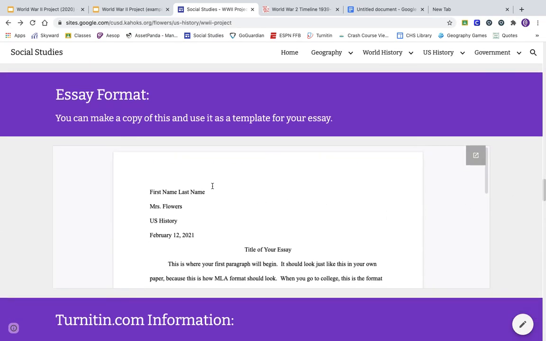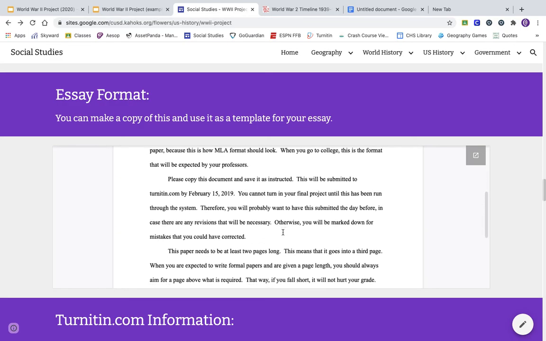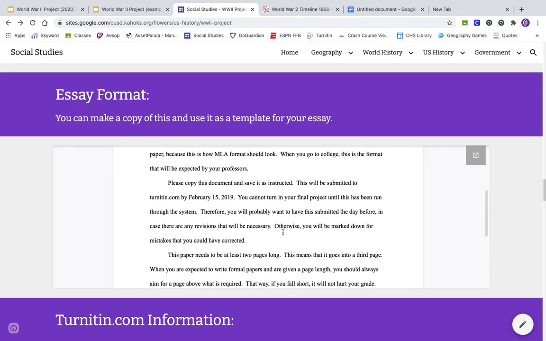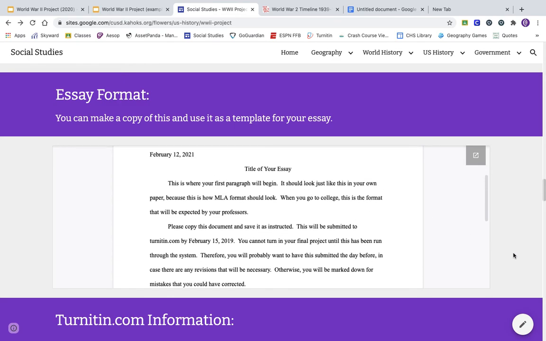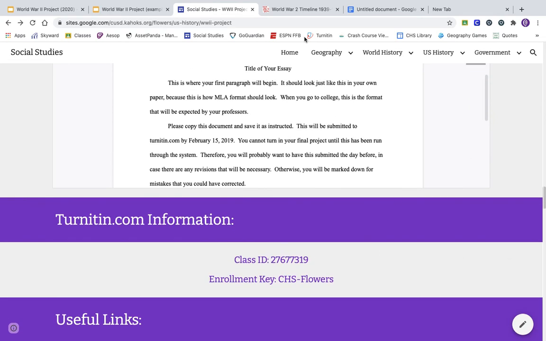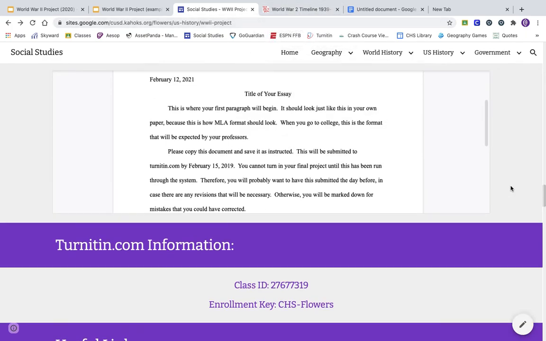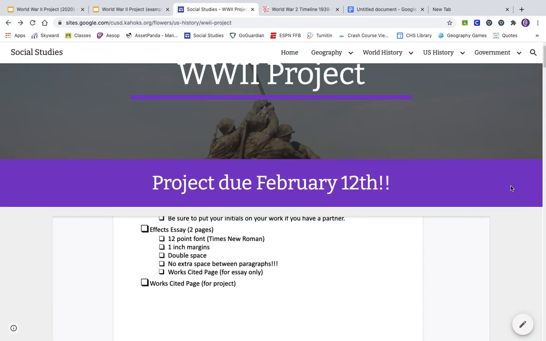Now, what you can do is use this essay format I have here. You can just make a copy of this and use this as the template of your essay. And I've included some instructions and stuff on that as well. Okay, but you'll submit that to turnitin.com. It needs to be submitted on, let's see what date. I think it's the 11th. I think I have that going in the 11th.